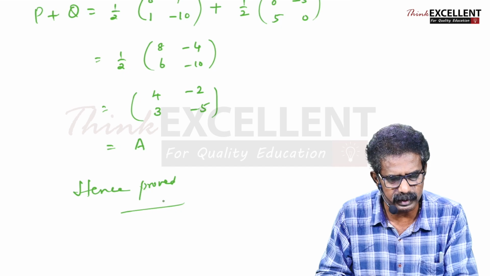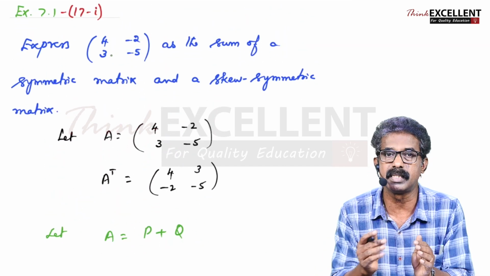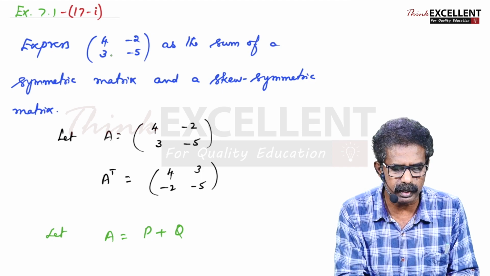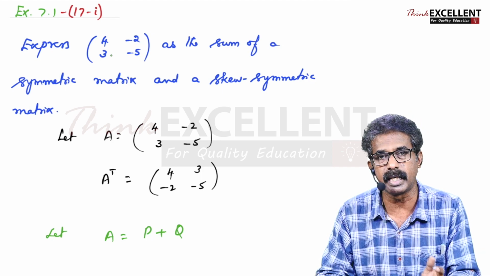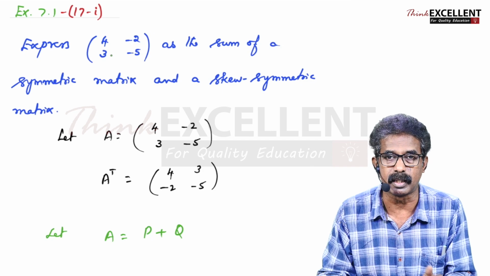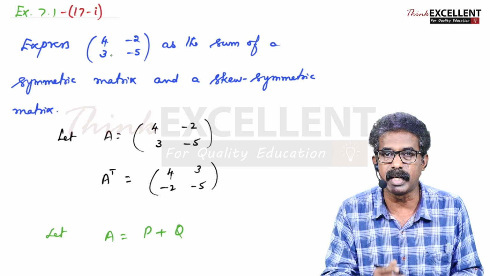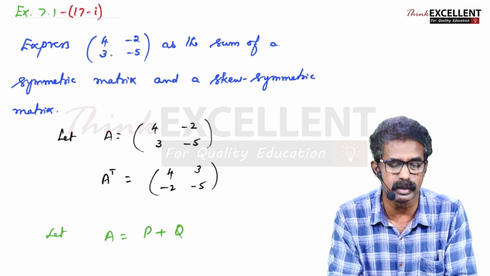So a 2 by 2 matrix given. So they asked to express this matrix as a sum of two matrices. One is a symmetric matrix, another one is skew symmetric matrix. So A equal to P plus Q, where P is symmetric. So P equal to half into A plus A transpose. Q equal to half into A minus A transpose, and you can prove Q is skew symmetric.